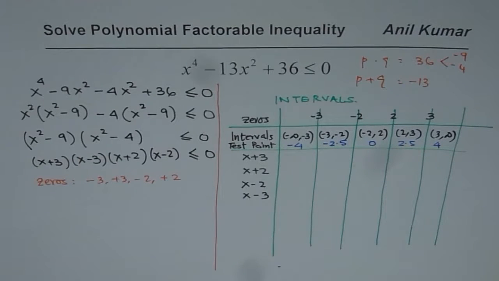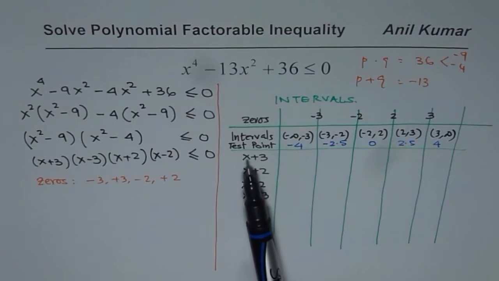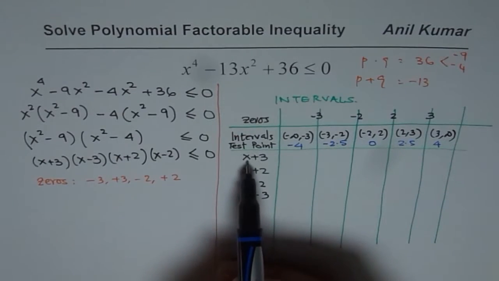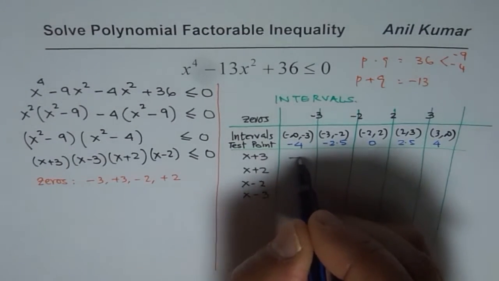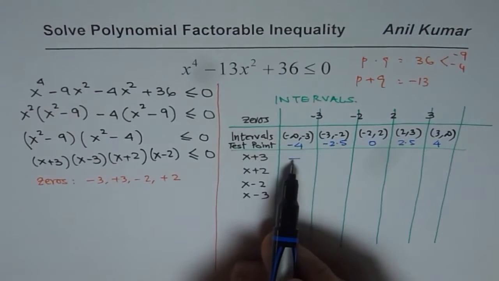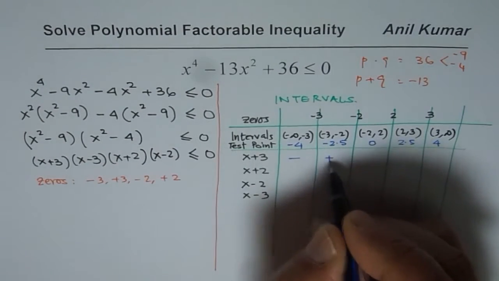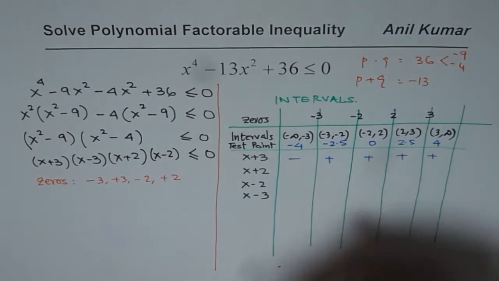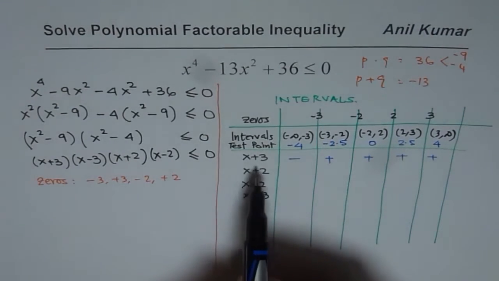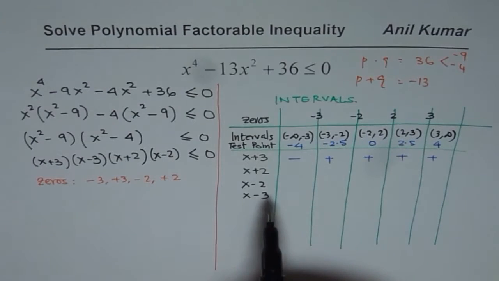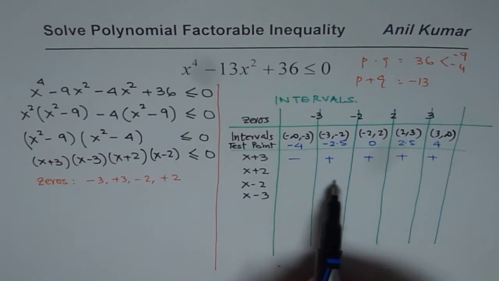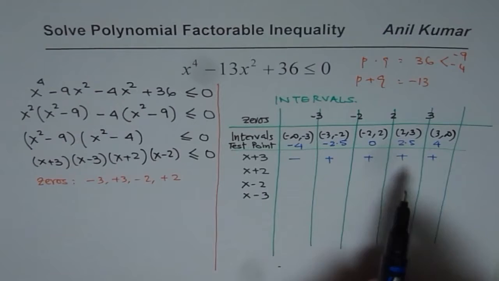Now, if I substitute minus 4 here, I do get a negative term, right? So we are not interested in writing negative 1. The sign is good enough. Negative 2.5 will give us a positive term, and all these will also give us positive terms. The idea of writing these factors from left to right is a pattern which you are going to get in the signs.